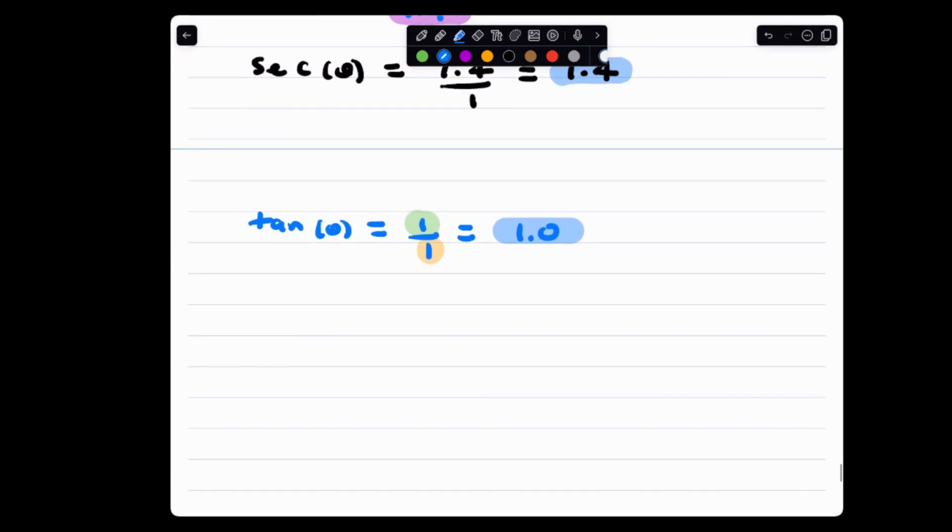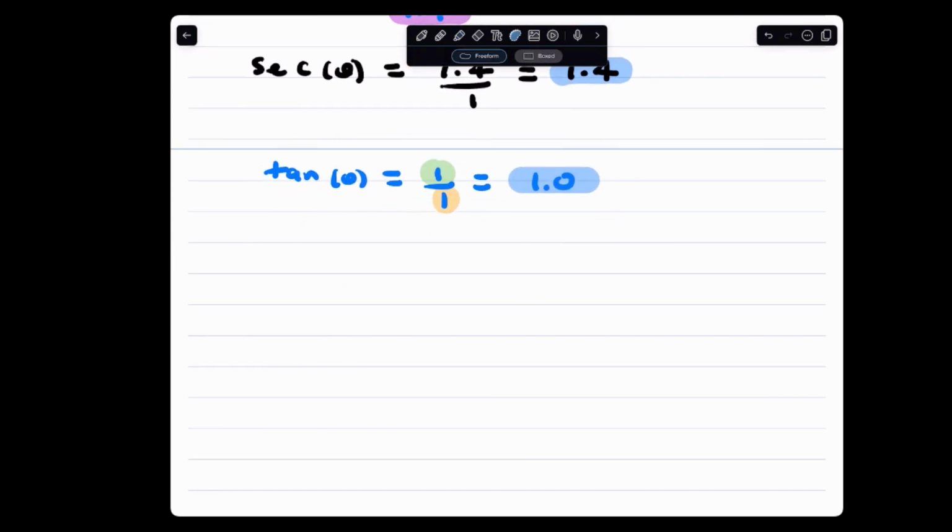And then, what's the reciprocal of tangent? That one should be easy. You know why it's easy? Because it has the name tangent in it. So it's cotangent. And you say, Mr. Judge, do I flip 1 over 1? Yes. And what's that? 1. So, ladies and gentlemen, looks like this was an easy example. There was nothing really to do here.